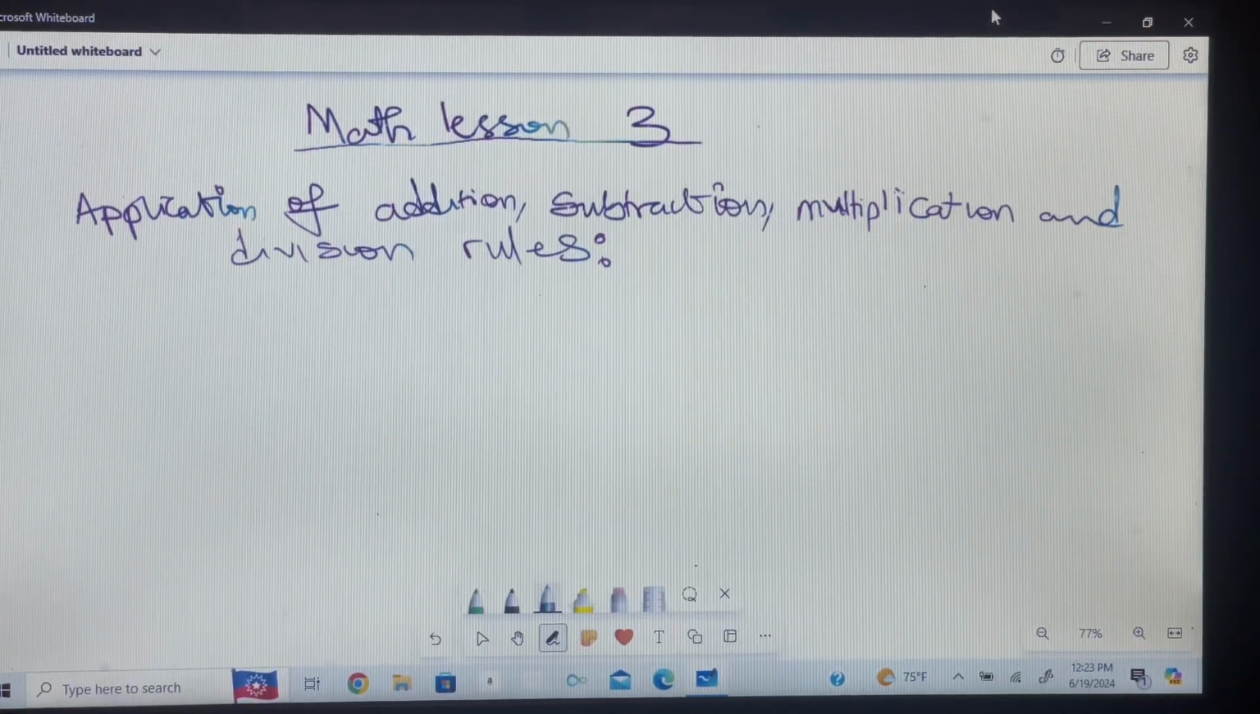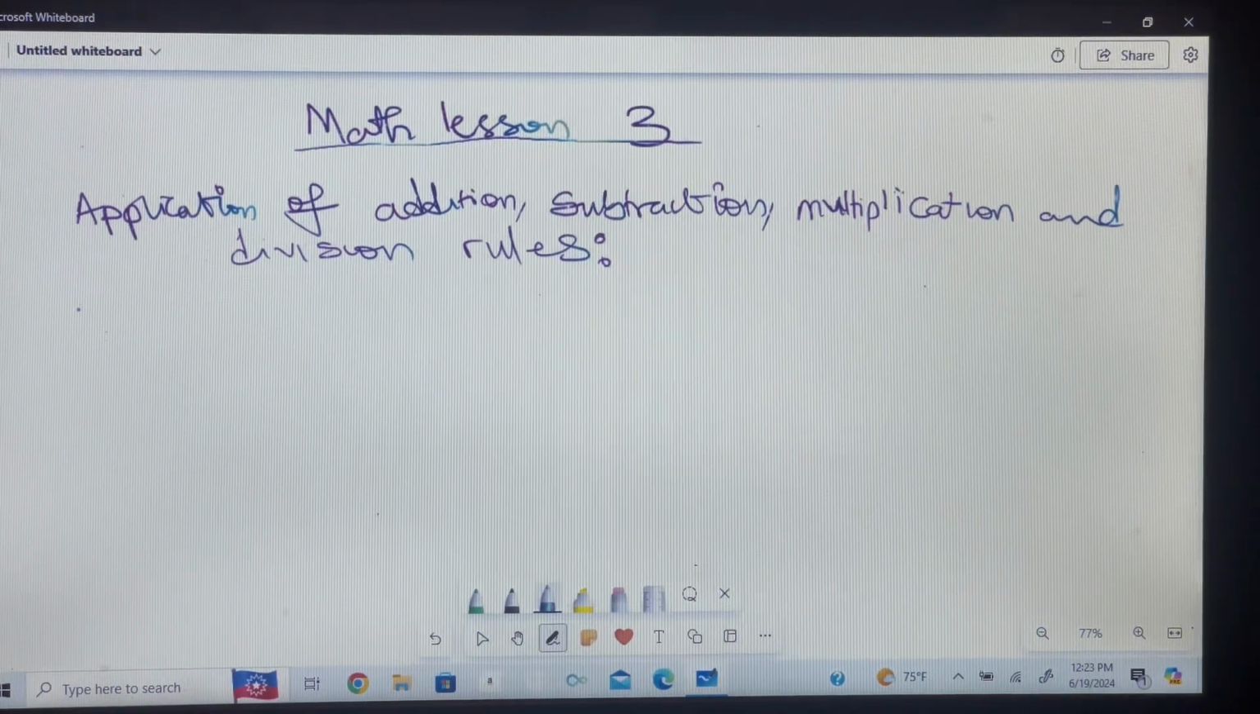Hello everyone. In today's math lesson, we're going to apply the rules we just learned in the first and second lessons. That's the application of addition, subtraction, multiplication, and division rules.